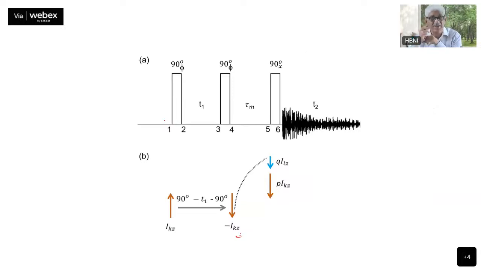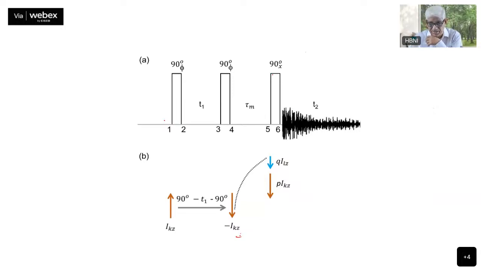But during this period, tau m, what happens? There is a transfer of magnetization from the K spin to another spin which is close by in space. Let's say that is an L spin. A certain portion of that gets transferred to the L spin. Let that factor be Q, and the other part remains with the K spin itself. So we will have here the components QLZ and PKZ, IKZ. So we have both the components present at this point.